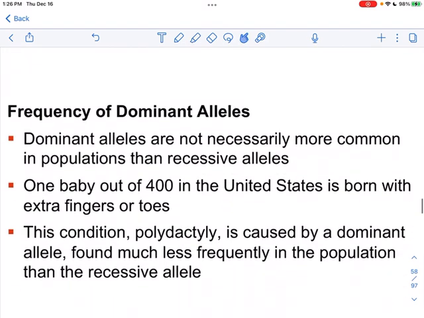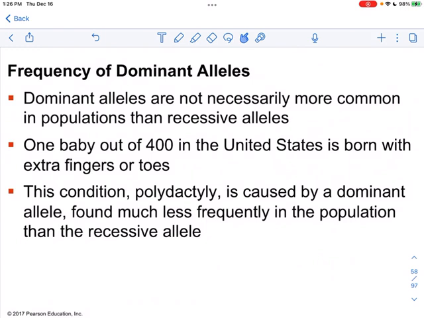So the frequency of dominant alleles. It's not necessarily that dominant alleles are more common in populations than recessive alleles. It's definitely dependent upon evolution. It's dependent upon the population in question, and it's dependent upon the environment, right? What would be considered to be the more beneficial, or the more advantageous alleles? Those typically are the alleles that are maintained within a population. So just to say that they're dominant doesn't necessarily mean that there are more of them.